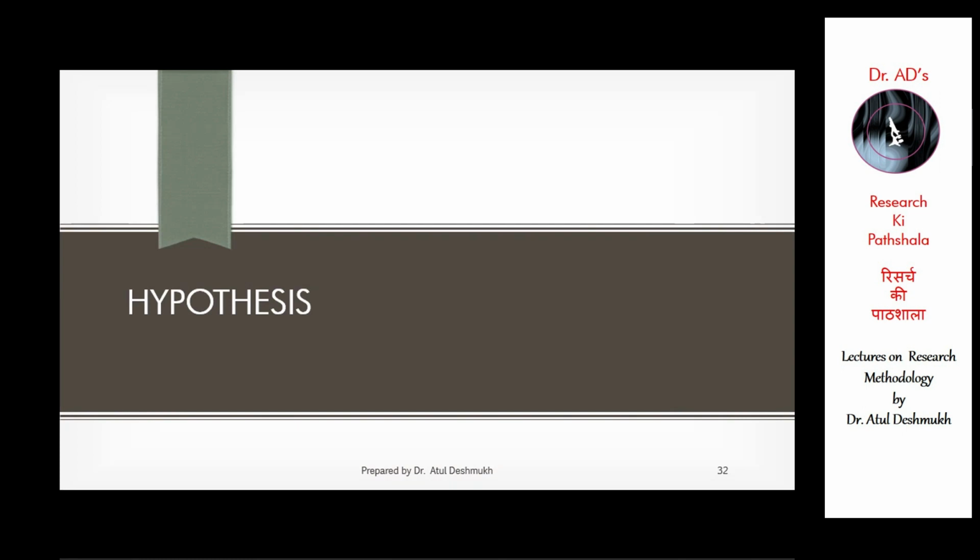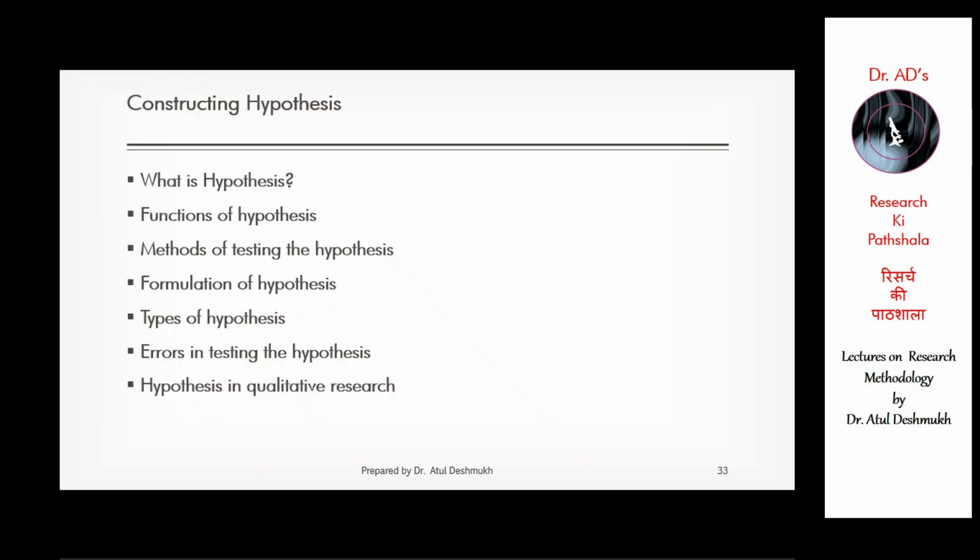To measure the variables, we require a certain measurement scale. In the previous lecture, we discussed four types of measurement scale: nominal scale, ordinal scale, interval scale, and ratio scale. In today's lecture, we will move to the next step of your research process, that is called hypothesis. We will discuss constructing hypothesis under these heads: first, what is hypothesis, functions of hypothesis, methods of testing hypothesis, formulation of hypothesis, types of hypothesis, errors in testing the hypothesis, and hypothesis in qualitative research.